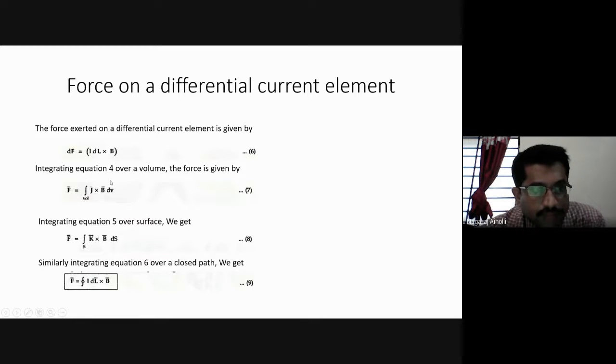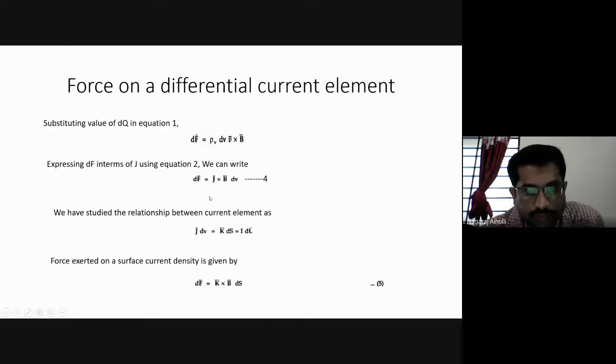Next, integrating equation 4 over a volume. If we integrate equation 4 over the volume, the integration of dF bar gives the total force. That is, F bar equals the volume integral of J bar cross B bar dv.